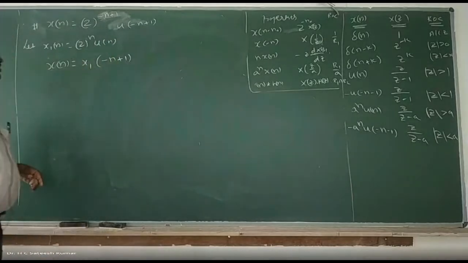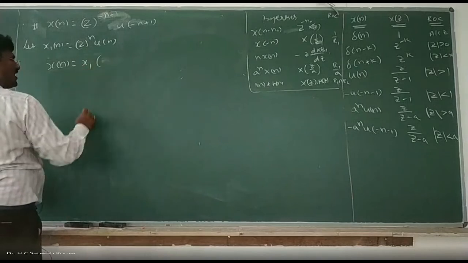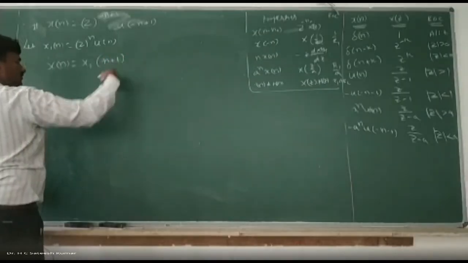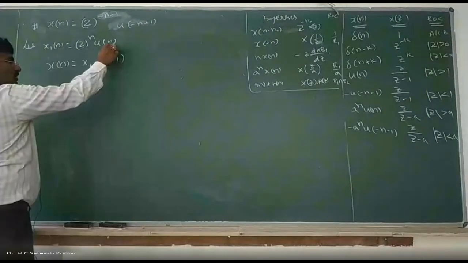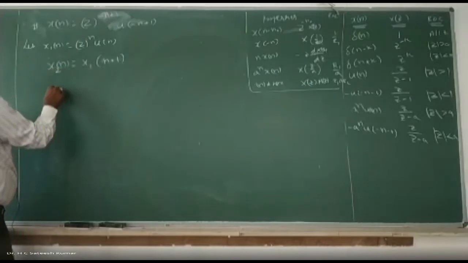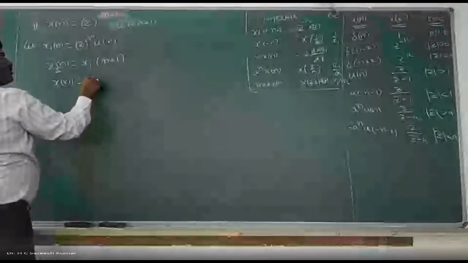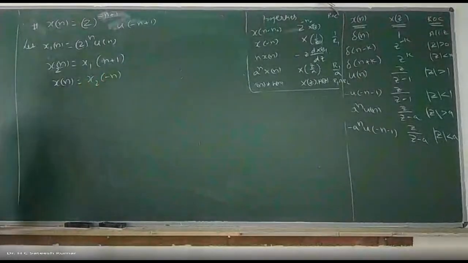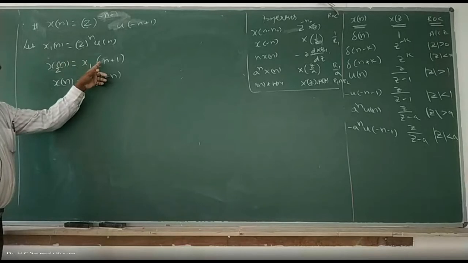So therefore, what you should do? Don't go for directly. One more step of substitution. Go for this. So what is that we have? x1 of n plus 1. If you put x1 of n plus 1, what will you get? 2 to the power of n plus 1, u of n plus 1. But we need minus n. So therefore, this you call it as x2 of n. Then x of n is equal to, if you want minus n, what you should do? x2 of minus n, you should write it. x2 of minus n means wherever n is there, replace it by minus n. Therefore, x2 of minus n is nothing but x1 of minus n plus 1.